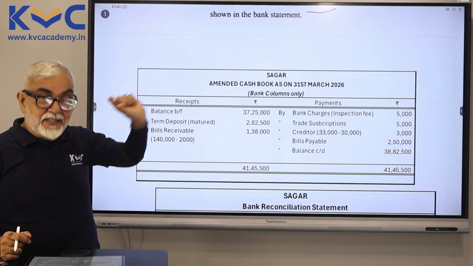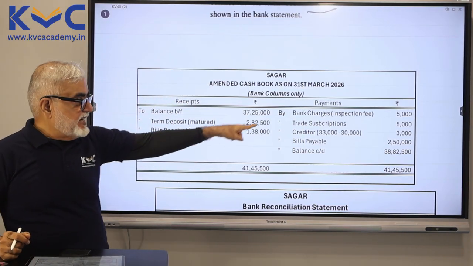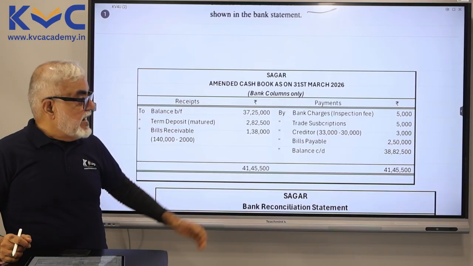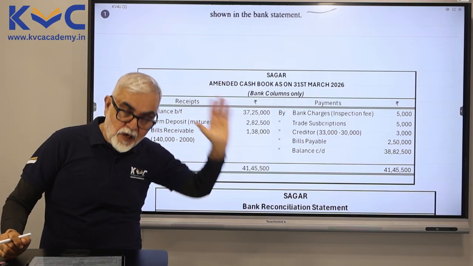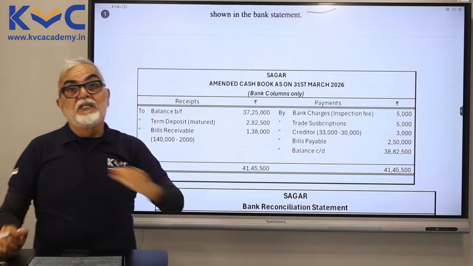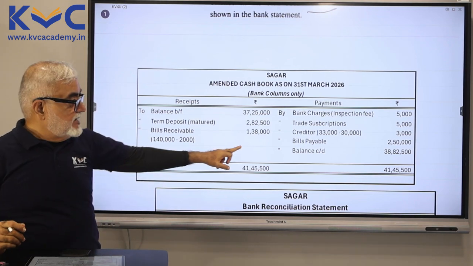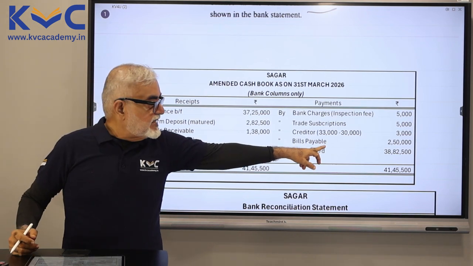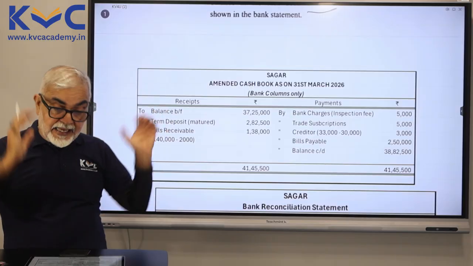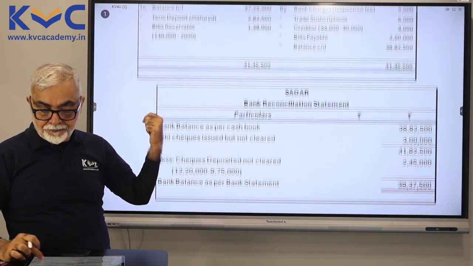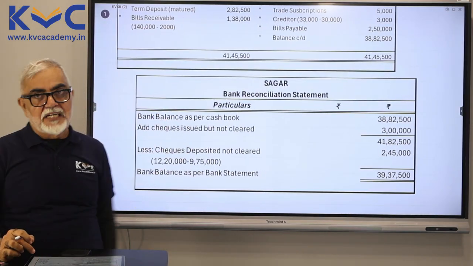A creditor's check was written less amount in the cash book. I corrected that rectification. And a bills payable was paid, not recorded in the cash book. I recorded that. So after doing these adjustments, we get a balance carried down as 3,882,500. That should be reconciled with the balance as per passbook.